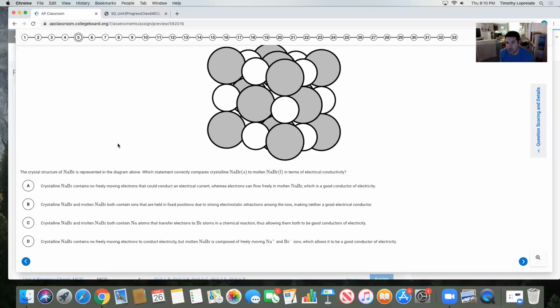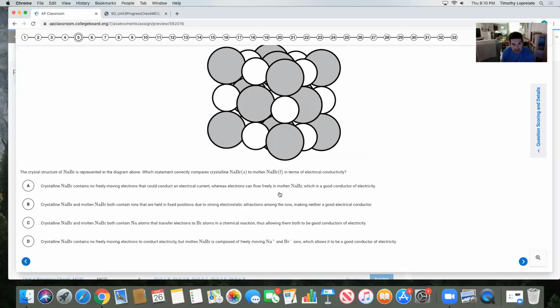All right, right off the bat, crystalline NaBr is not going to conduct any electricity, because those ions are kind of stuck in place, all right? Now, the NaBr can conduct electricity when it's molten, when it's in that liquid phase, because the ions are free to move about, all right? Choice A: crystalline NaBr contains no freely moving electrons that could conduct an electrical current, whereas electrons can flow freely in molten NaBr, which is a good conductor of electricity.